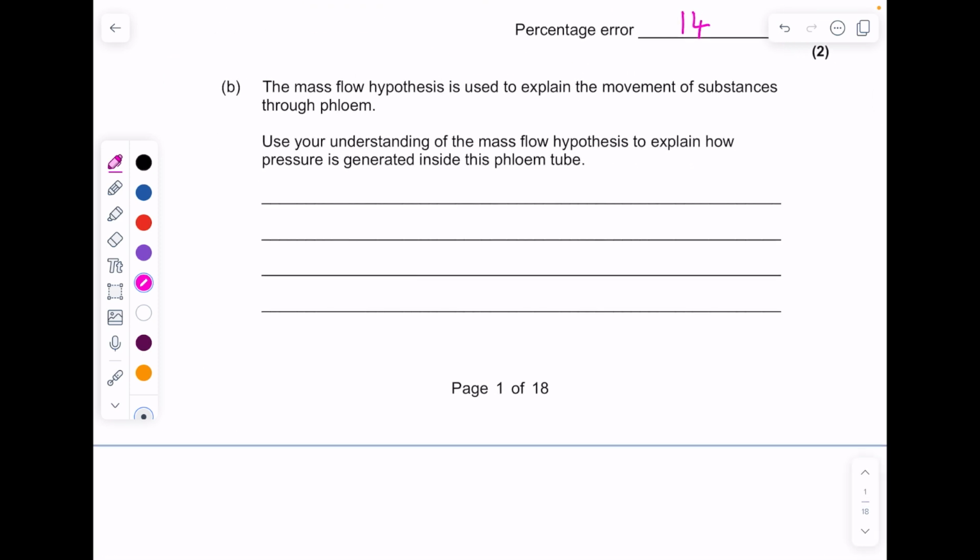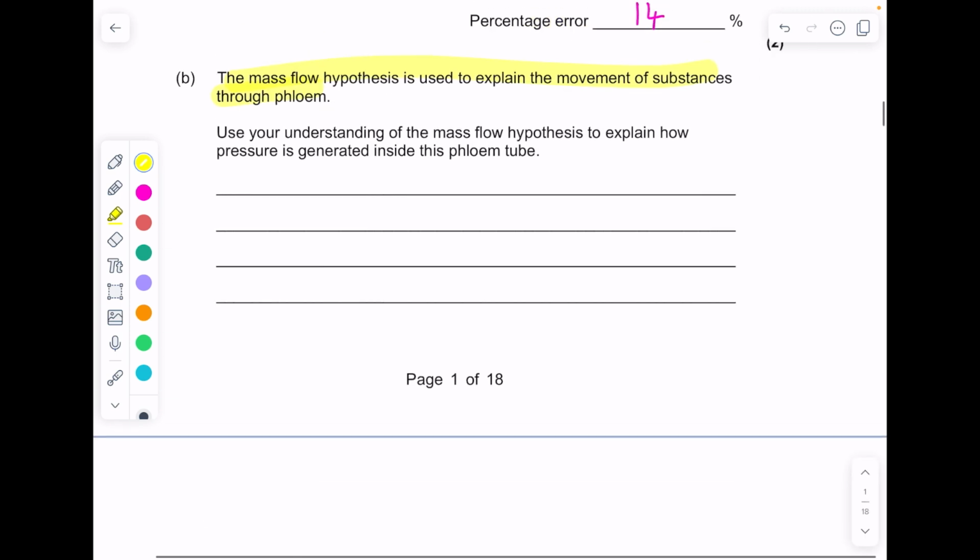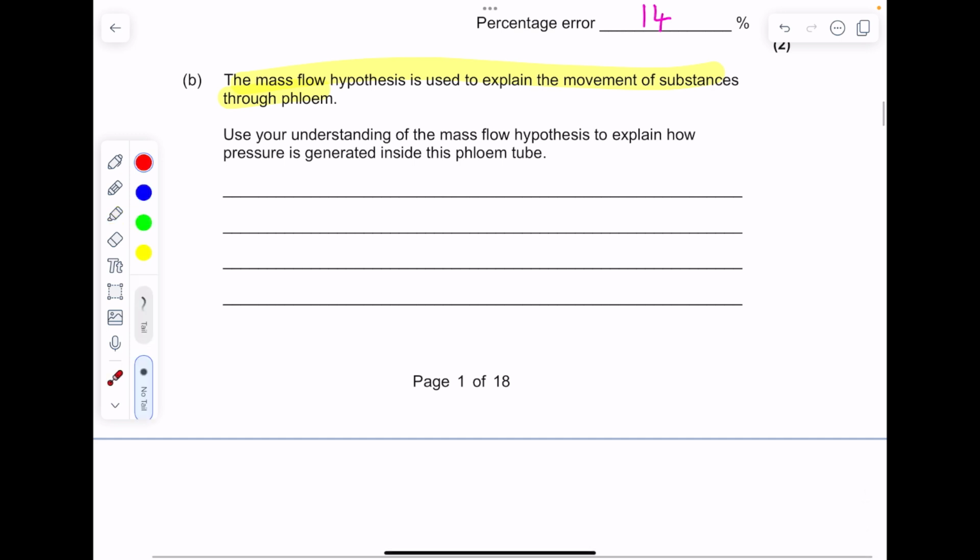The mass flow hypothesis is used to explain the movement of substances through the phloem. Use your understanding of the mass flow hypothesis to explain how pressure is generated inside this phloem tube. That's worth 3 marks. So that pressure generation is going to be due to water moving into the phloem. So first of all, we need to write how that comes about.